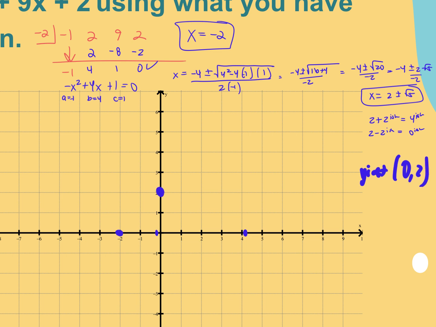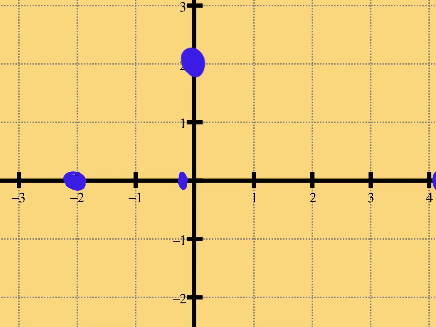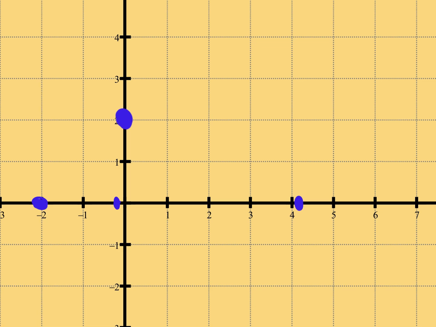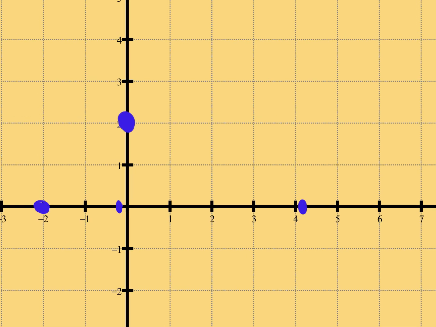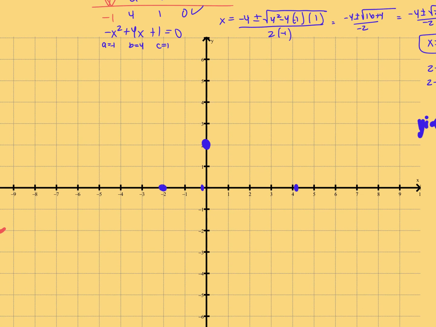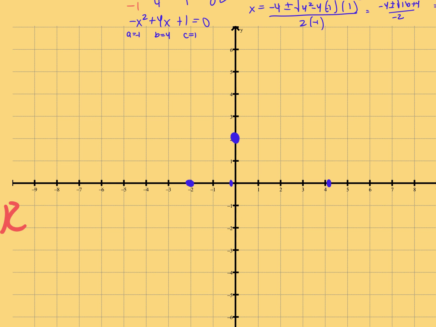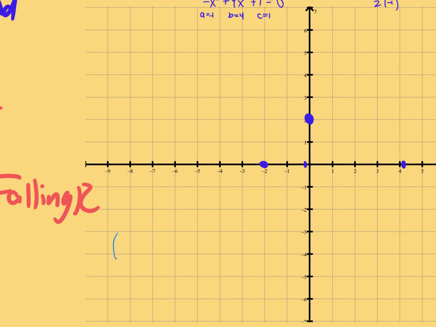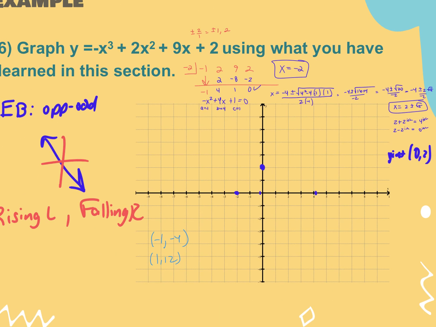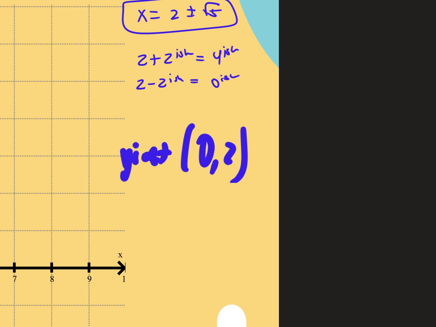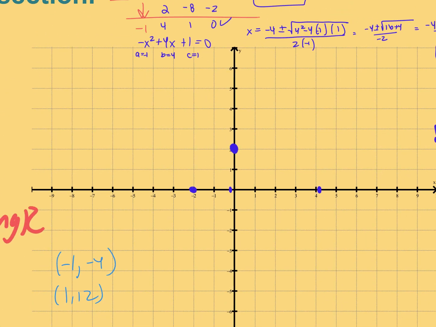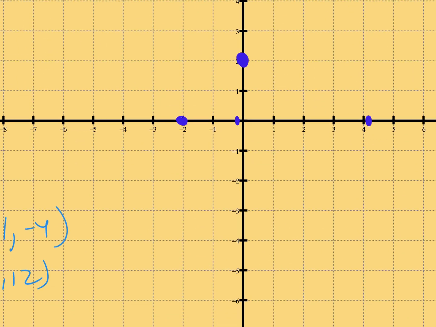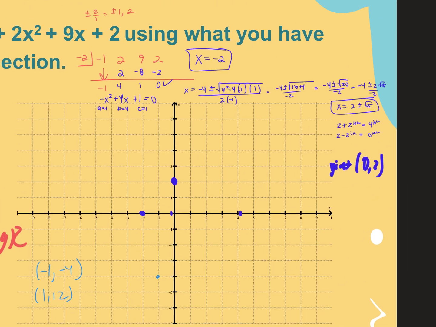And then can we find additional points? What would be an additional point between those two intercepts? Plug in -1. And then what could I do on the right-hand side? 1, 2, or 3, doesn't matter. For time's sake, if you did -1, your additional point would be (-1, -4). And if you did +1, it's 112. Just for time's sake, I know you guys can all do that. So if you were to plot these additional points, (-1, -4) and then 112, it's way up here.